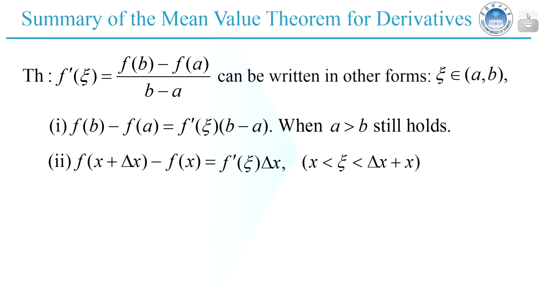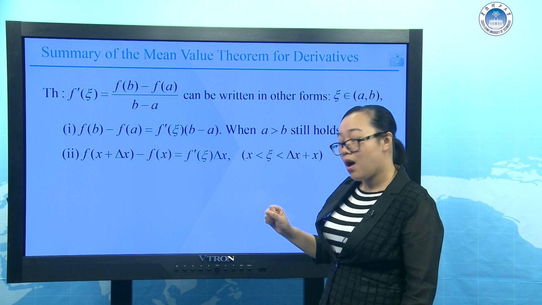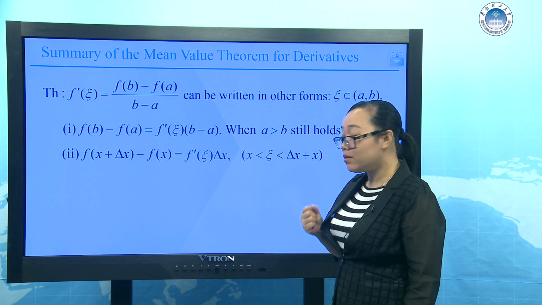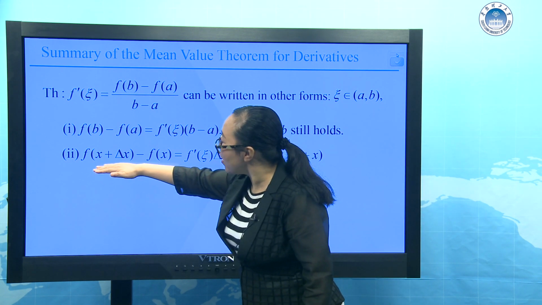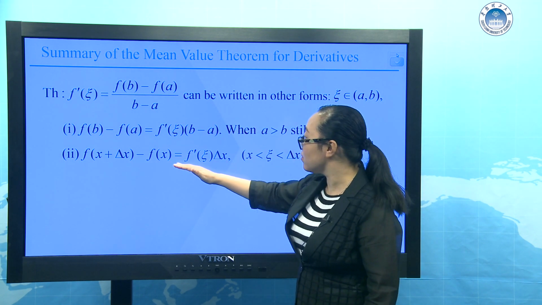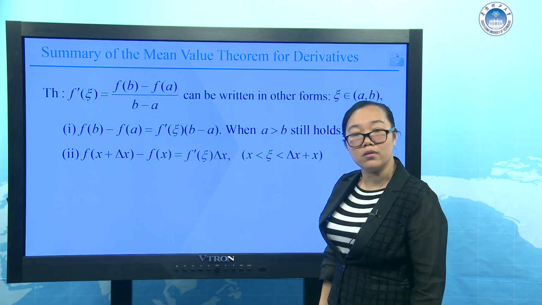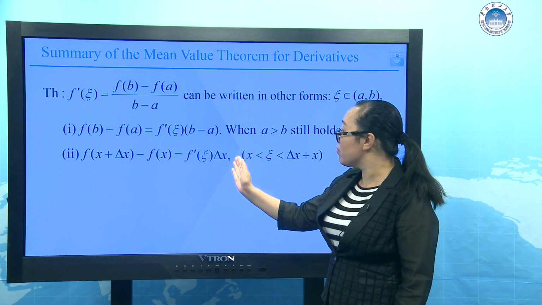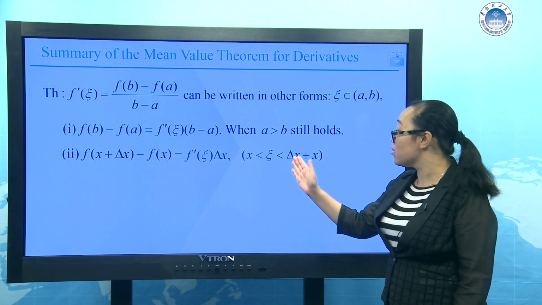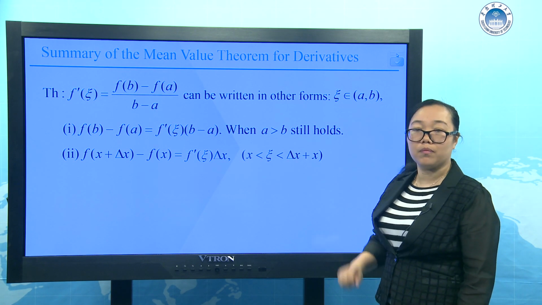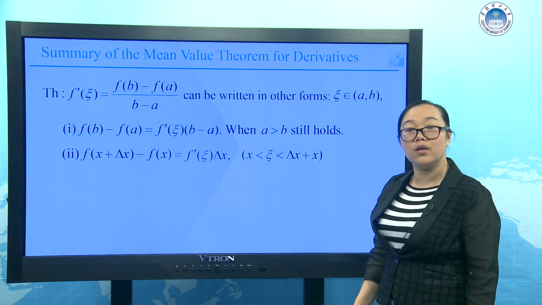Special case: if b equals x plus delta x, a equals x. At this time, we can write f(b) minus f(a) equals f prime of c times (b minus a). In this question, b is x plus delta x, a is x, and the difference of the two values equals delta x. So it equals f prime of c times delta x. Pay attention that c is between a and b. It is an interior point.